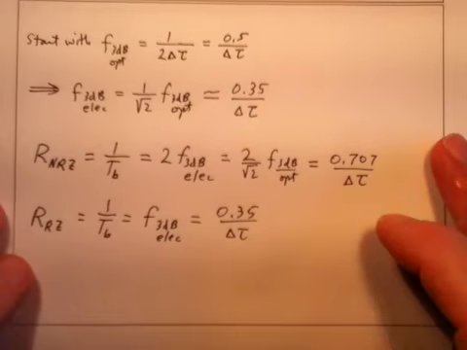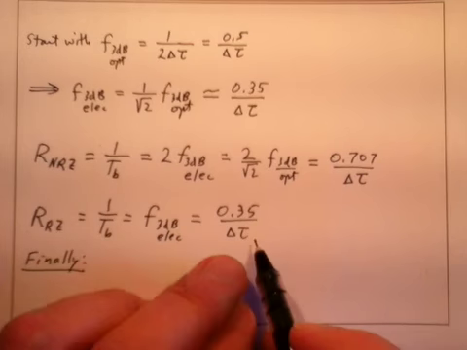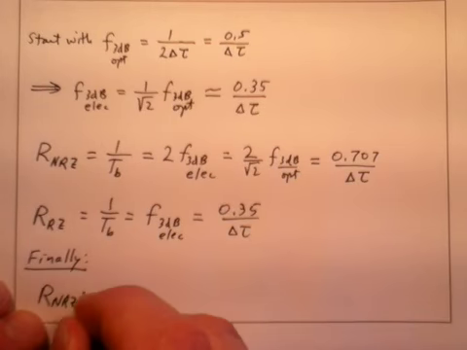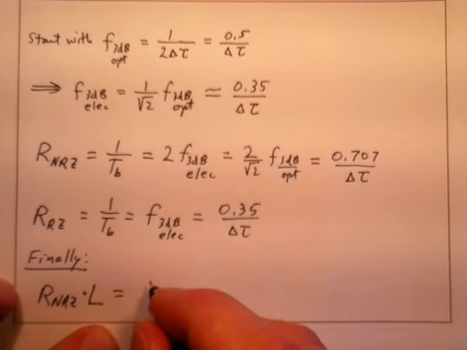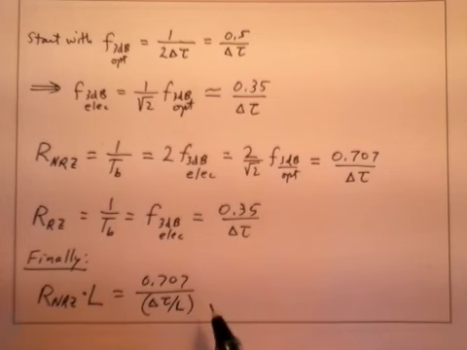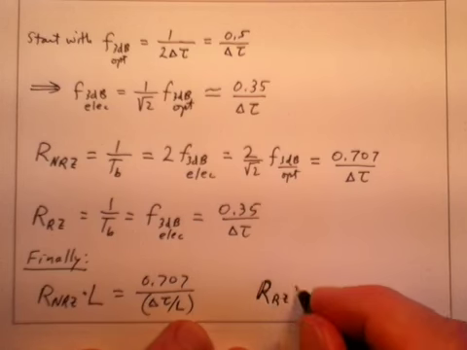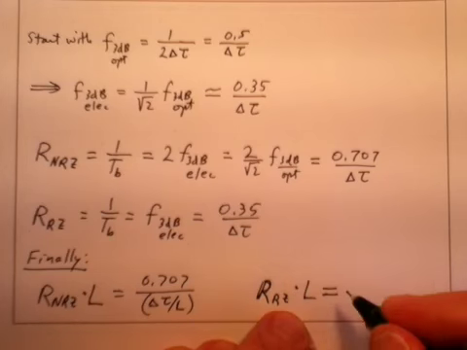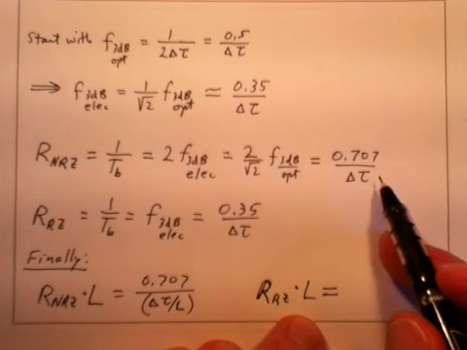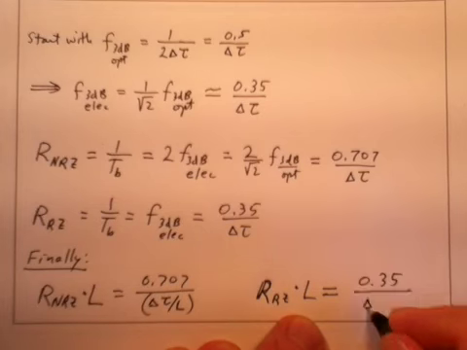And so finally, in terms of pulse spreading per unit length, I can write R_NRZ times L is equal to 0.707 over delta tau by L. Here I've essentially just multiplied both sides of the equation by L. We can also write that R for RZ times L, that is the rate-distance product, is 0.35 all over delta tau by L.